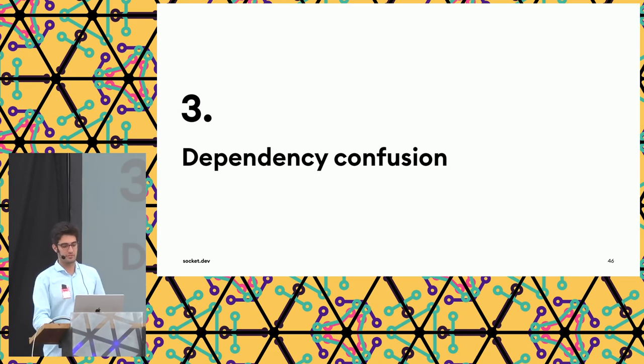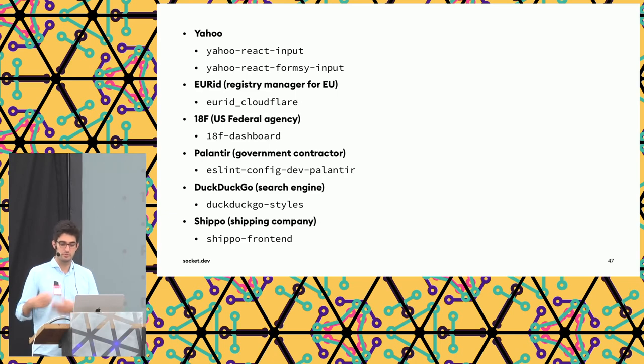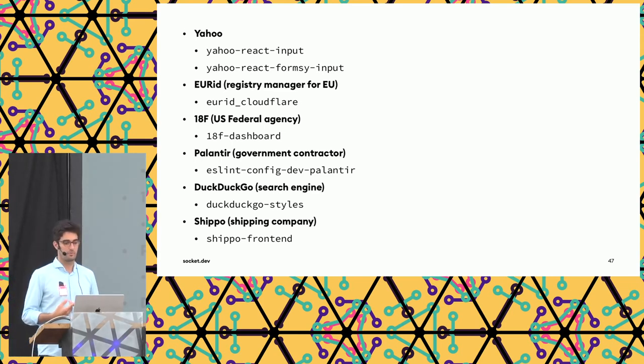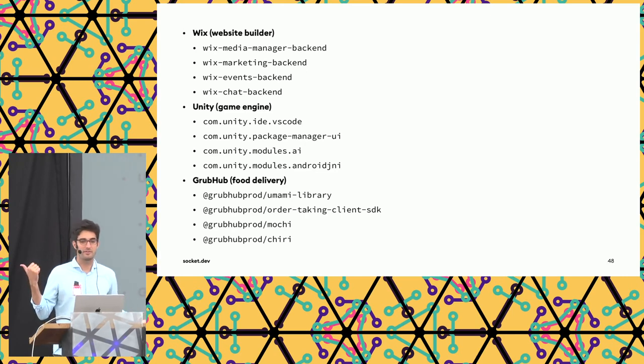This is called a dependency confusion attack. It's hard to know for sure how often this happens, but if you look through the list of packages that are being published publicly, you can find very many examples of probably dependency confusion attacks happening. This is just a list of packages that we found by looking through which packages have been deleted from NPM recently due to them being malware. We found all these packages which have names that appear to be the names of internal company packages. Stuff from Yahoo, YourID, 18F, Palantir, DuckDuckGo, Shippo, and even more like Wix, Unity Game Engine, Grubhub. People just publish these and then they end up getting installed by internal tools and run within the company. So that's a very bad one.